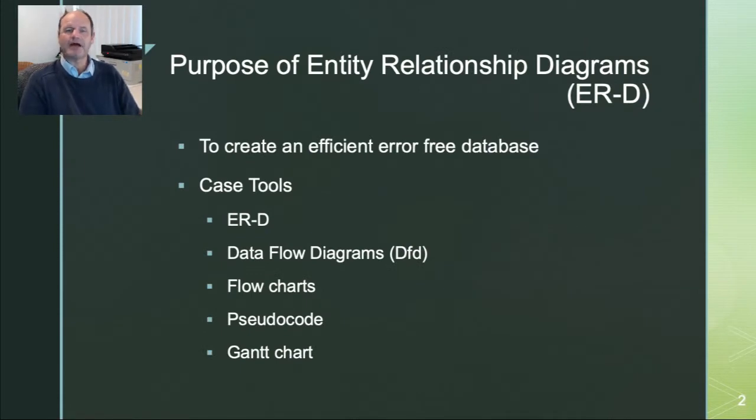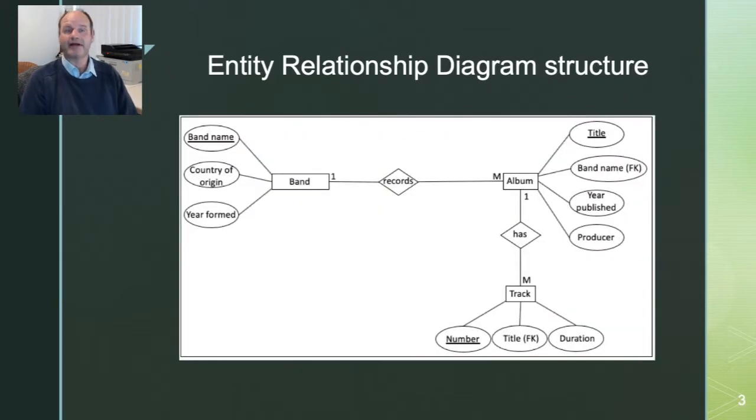Entity relationship diagrams, data flow diagrams, flowcharts, pseudocode are all classified as case tools and are used for design purposes. Entity relationship diagrams are used to create efficient, error-free databases. If a database is well designed, normalization will not be needed. On this slide you see a typical ER diagram. An ER diagram, as I am sure you remember from your Year 11 course, is made up of four elements.